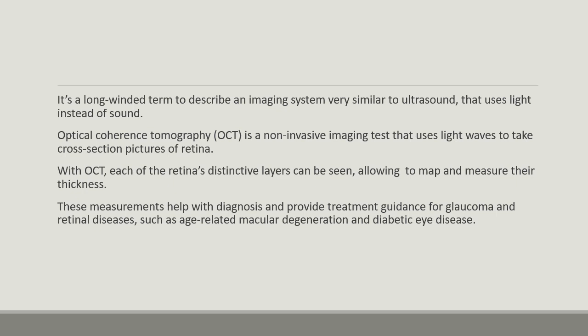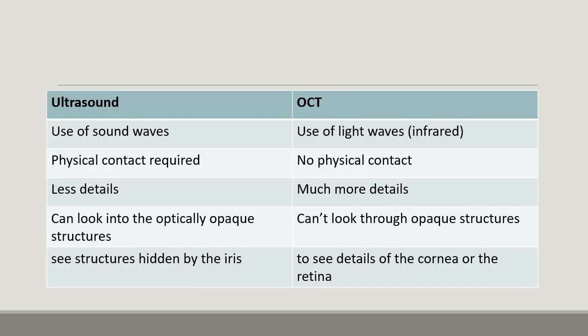It measures their thickness and displays the retina in the form of maps and also pictures. So it is very important nowadays because it helps us in diagnosis, and also helps us monitor treatment in cases of glaucoma and other retinal diseases, for example age related macular degeneration, central serous chorioretinopathy, macular holes, cystoid macular edema, etc. So what's the difference between ultrasound and OCT?